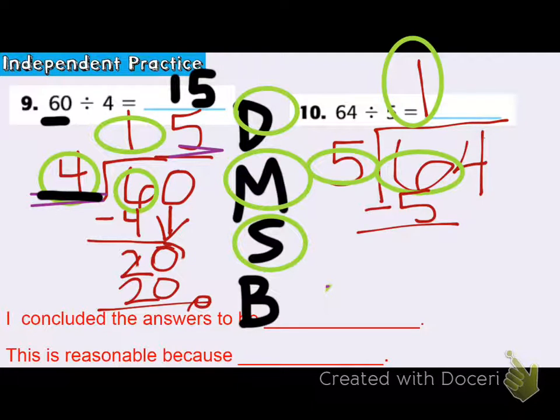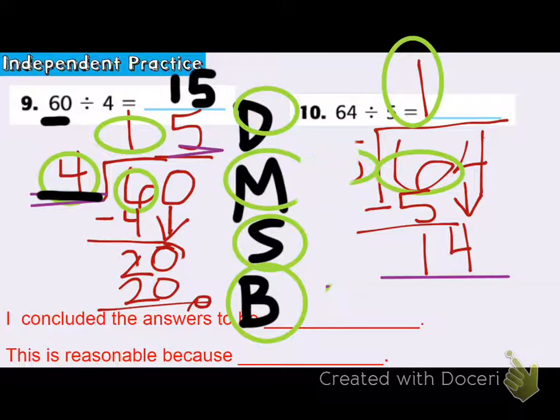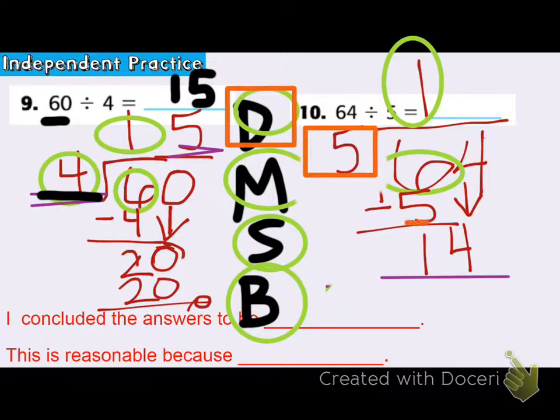6 minus 5, there's 1 left. After I subtract, I can bring down the 4. Now I brought down the 4 and now I have 14. So once I've created that 14, I'm going to go back to step 1 and I'm going to have to divide. How many times will 5 divide into 14? I can't go over. Well, 5, 10, 15. 3 is too big. It can't be that. So it has to be maybe 2.